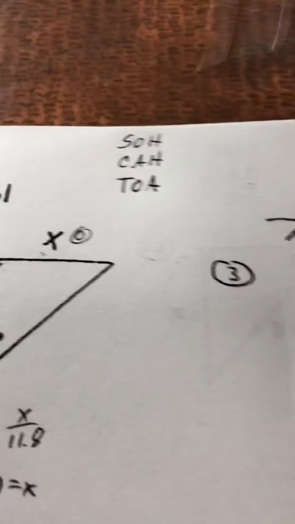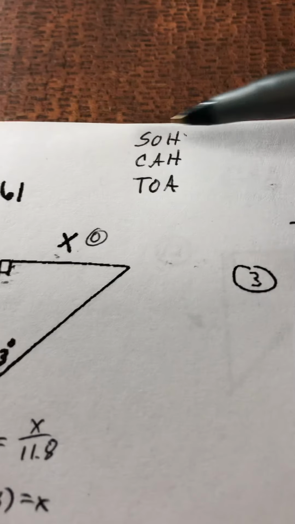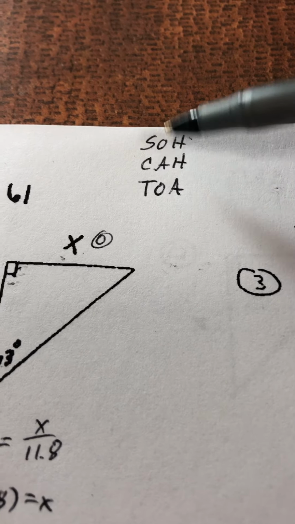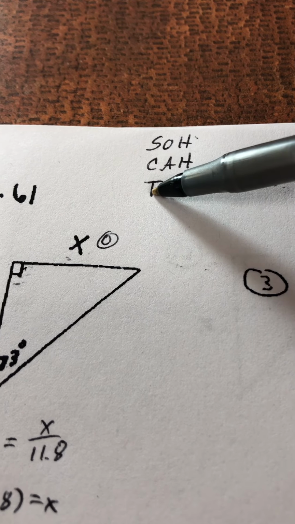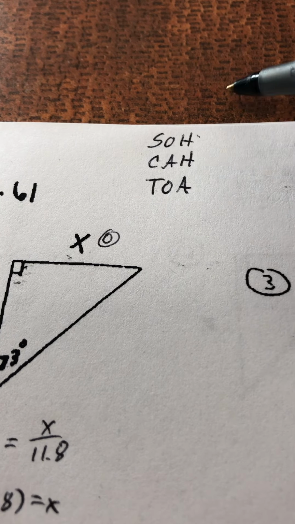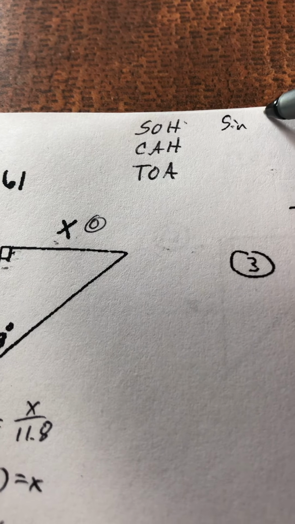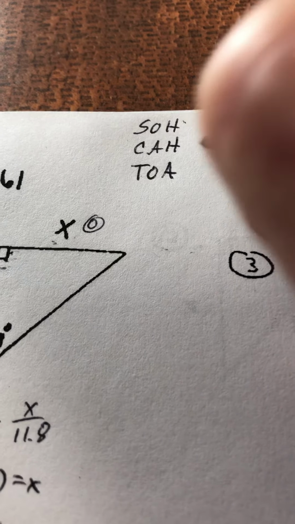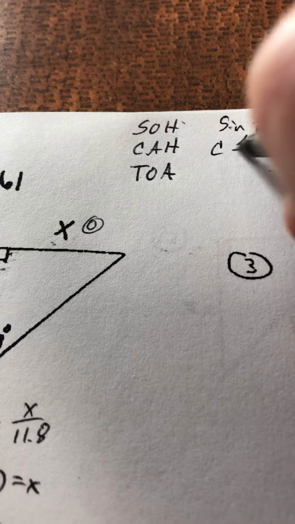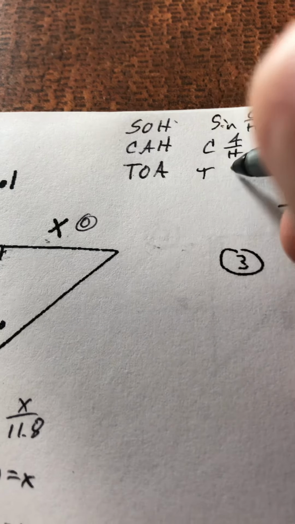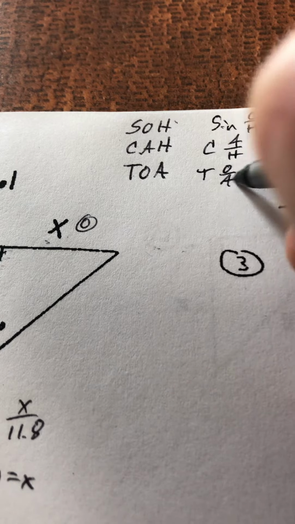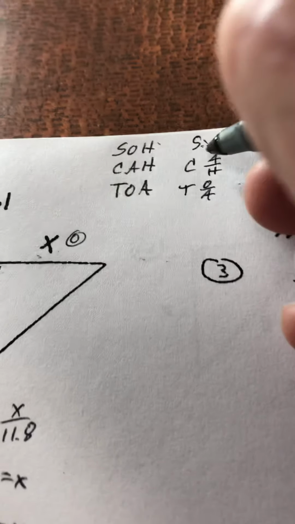Let's talk about SOHCAHTOA. We're going to use this to remember if we're going to use sine, cosine, or tangent, and then the ratios. Sine is opposite over hypotenuse. Cosine is adjacent over hypotenuse. Tangent is opposite over adjacent.